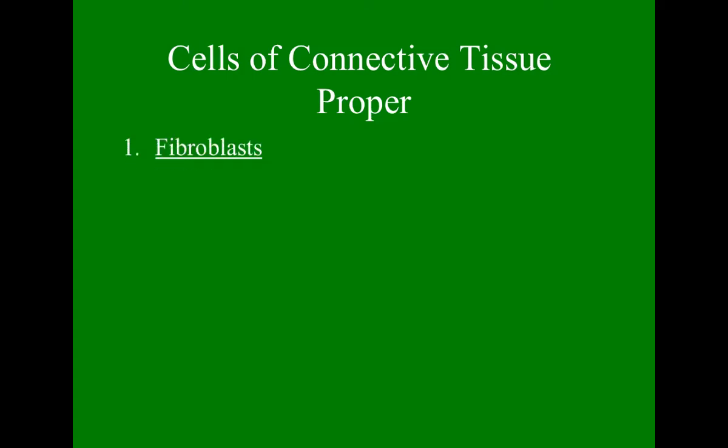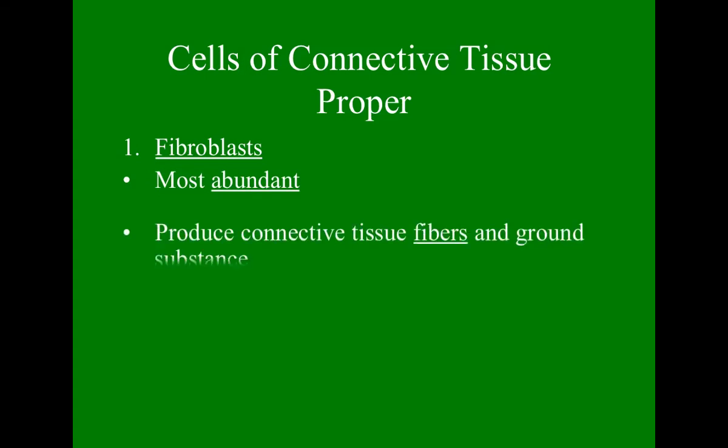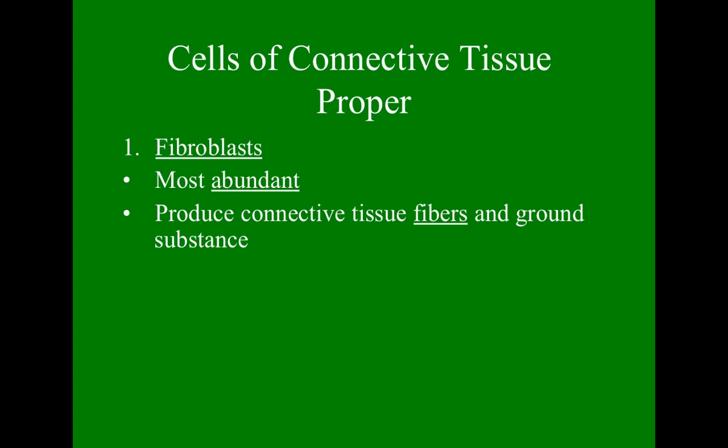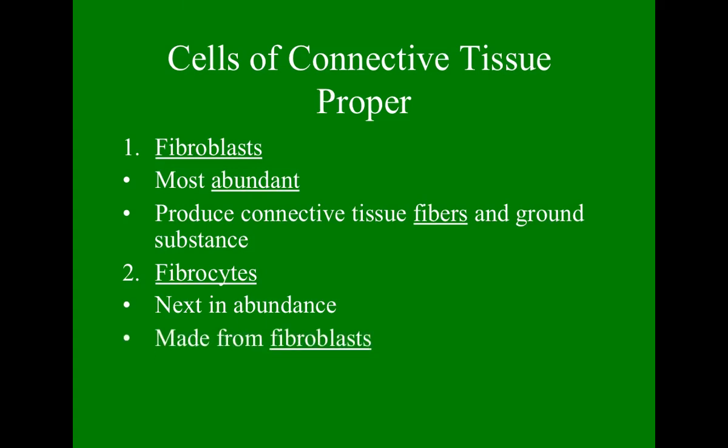The first type are the fibroblasts. These are the most abundant type of cell that we find in connective tissue proper, and they are responsible for producing the fibers as well as the ground substance that we find. The second type are the fibrocytes. These are the next highest in abundance. These are actually made from fibroblasts.